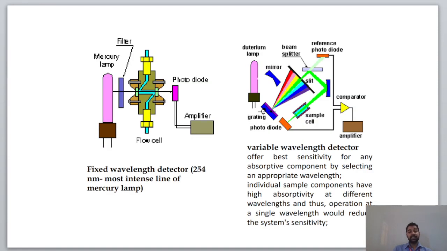Here, the fixed wavelength detector is shown in diagrammatic representation in the slide. Fixed wavelength detector means at 254 nanometer, the most intense line of mercury has been used in this type of detector. Next is the variable wavelength detector, which offers the best sensitivity for any absorptive component by selecting an appropriate wavelength. Individual sample components have high absorptivity at different wavelengths, and thus operation at a single wavelength would reduce the system sensitivity.